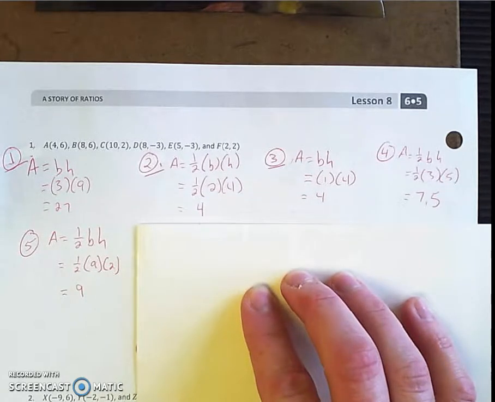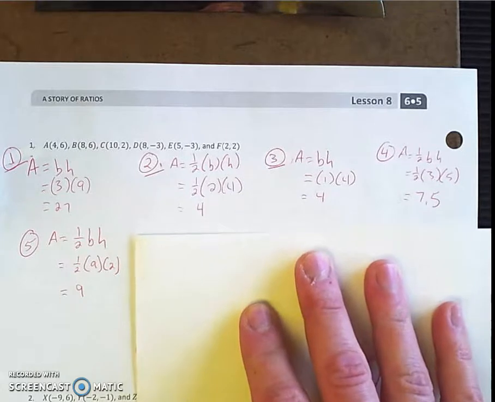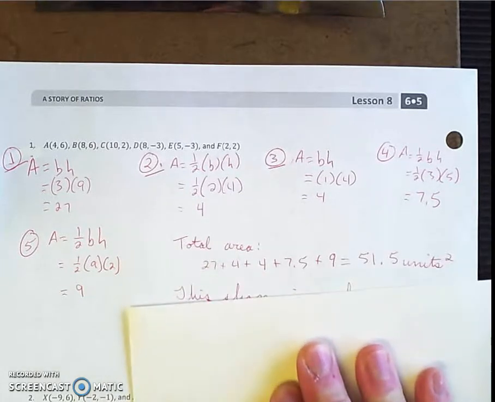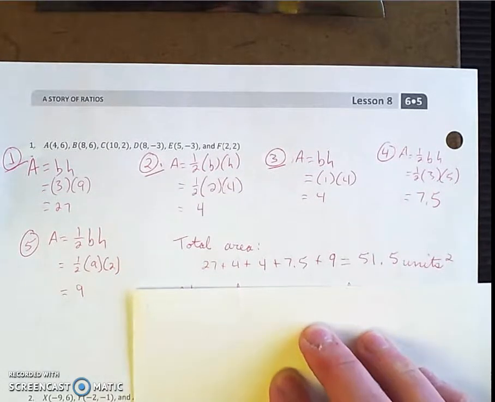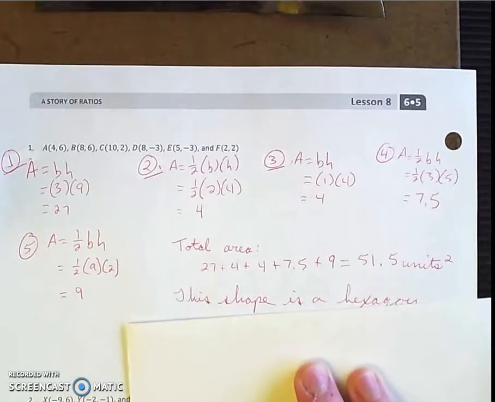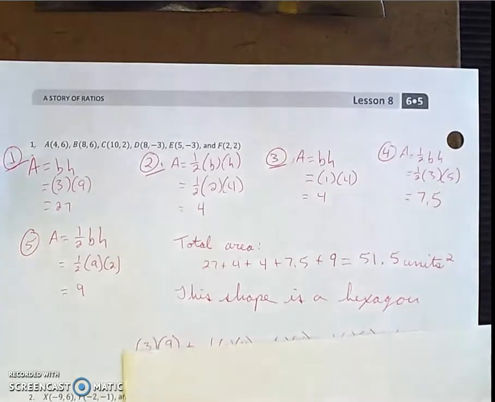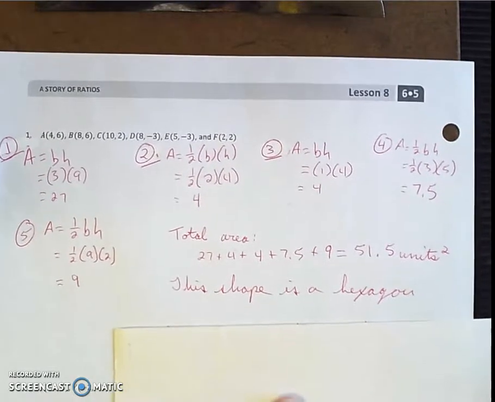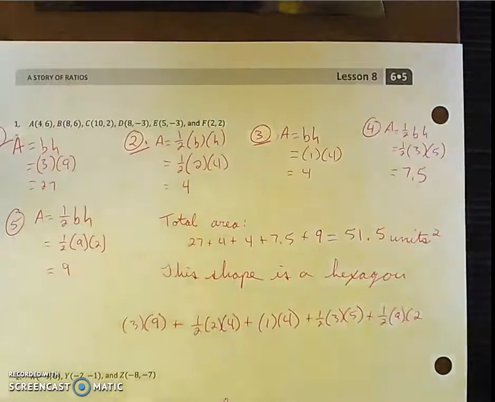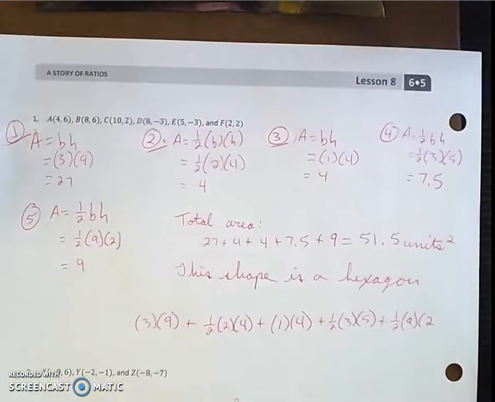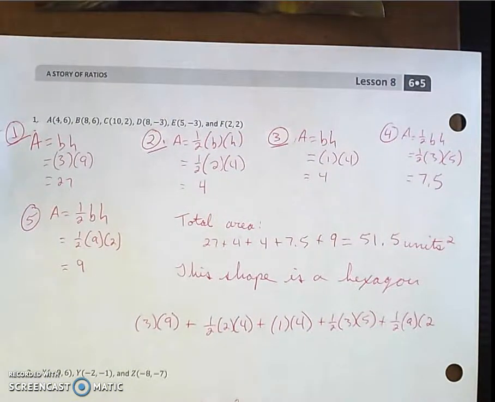Now we've taken that hexagon and broken it up into 5 smaller shapes. So now what we need to do is take those 5 area measurements and add them up. Our total area then becomes 51.5 square units. We also have to make sure that we identify that the shape is a hexagon. And finally, the last thing we need to do is show the measurement as an expression.